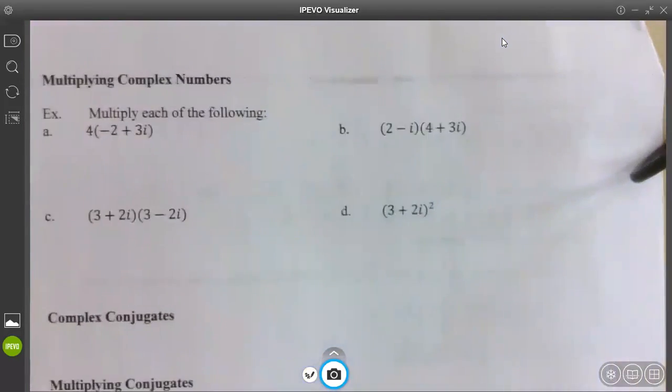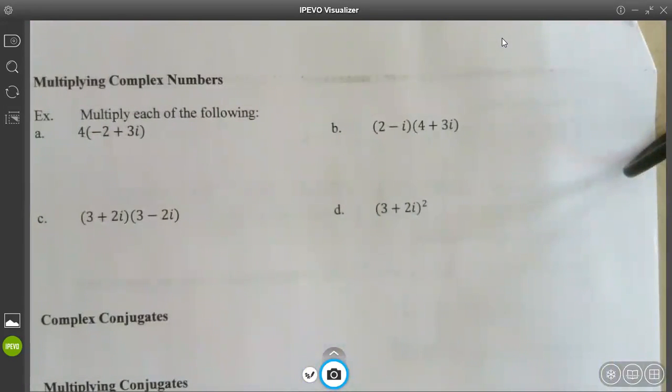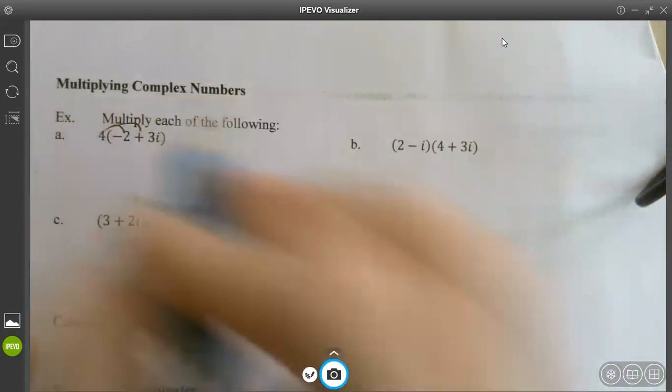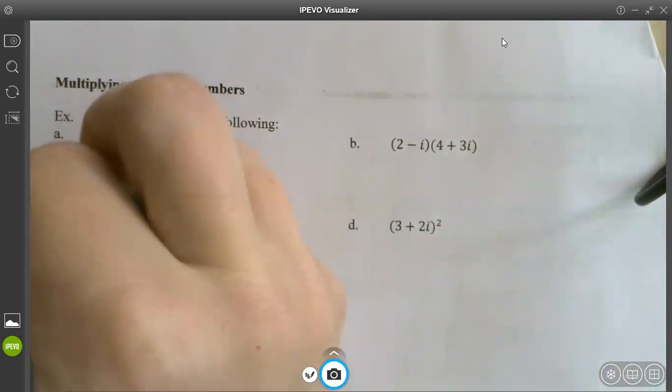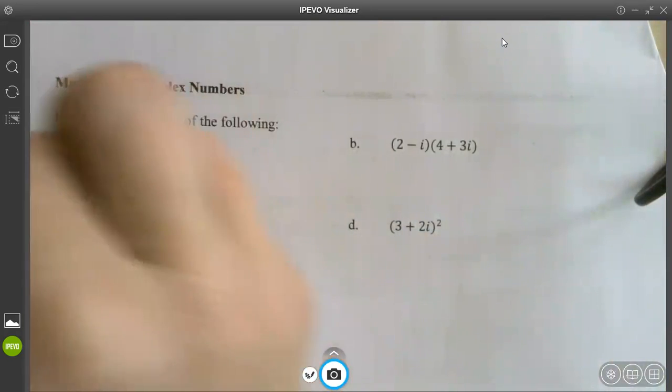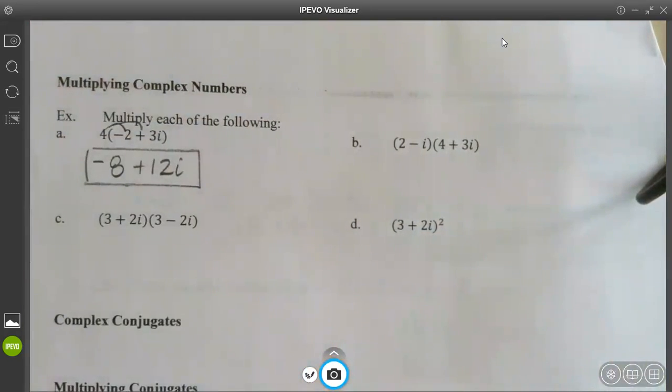All right, now we're gonna multiply. So the first one is super easy. It's just a regular distribution. So multiply 4 by -2 and 3i. What do we get? And then plus 12. That's it. So just distribute your 4.